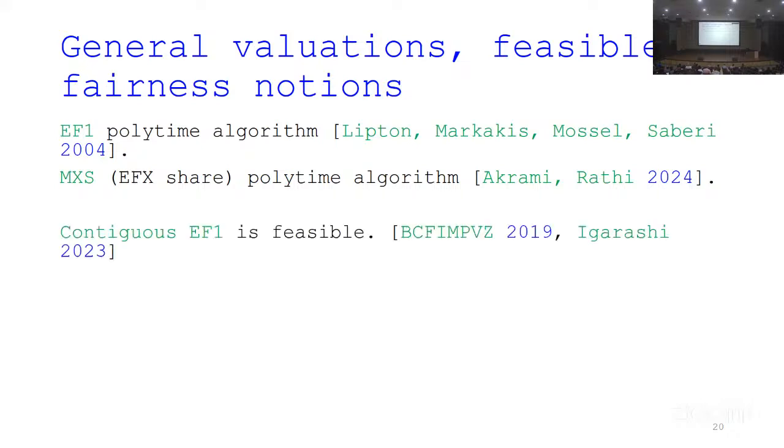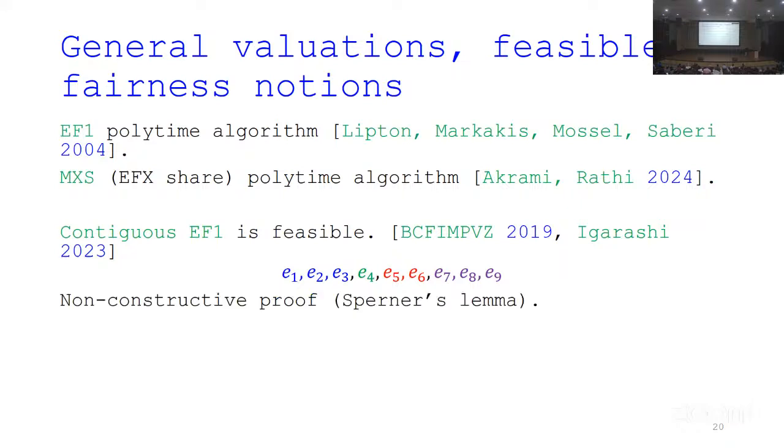Somewhat more interesting would be contiguous EF1. What's that? The items are arranged on a line in an arbitrary order, given to you, from item 1 up to item m. Each agent needs to get a consecutive segment, a set of items. Here the blue agent got the first 3 items, the green agent the next item, the red agent the next 2 items, and so on. It's known that there are also EF1 allocations that satisfy this. This is non-trivial. The proof is non-constructive. It uses Sperner's lemma.